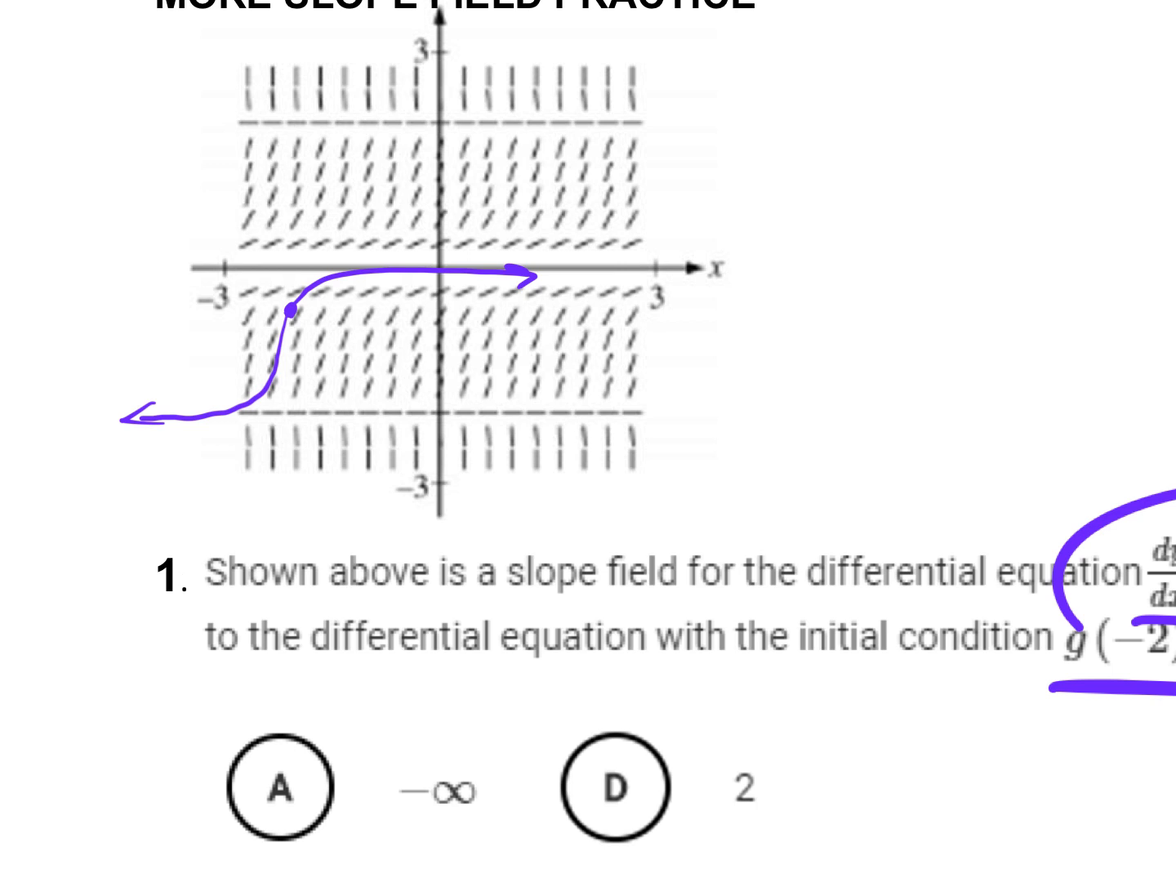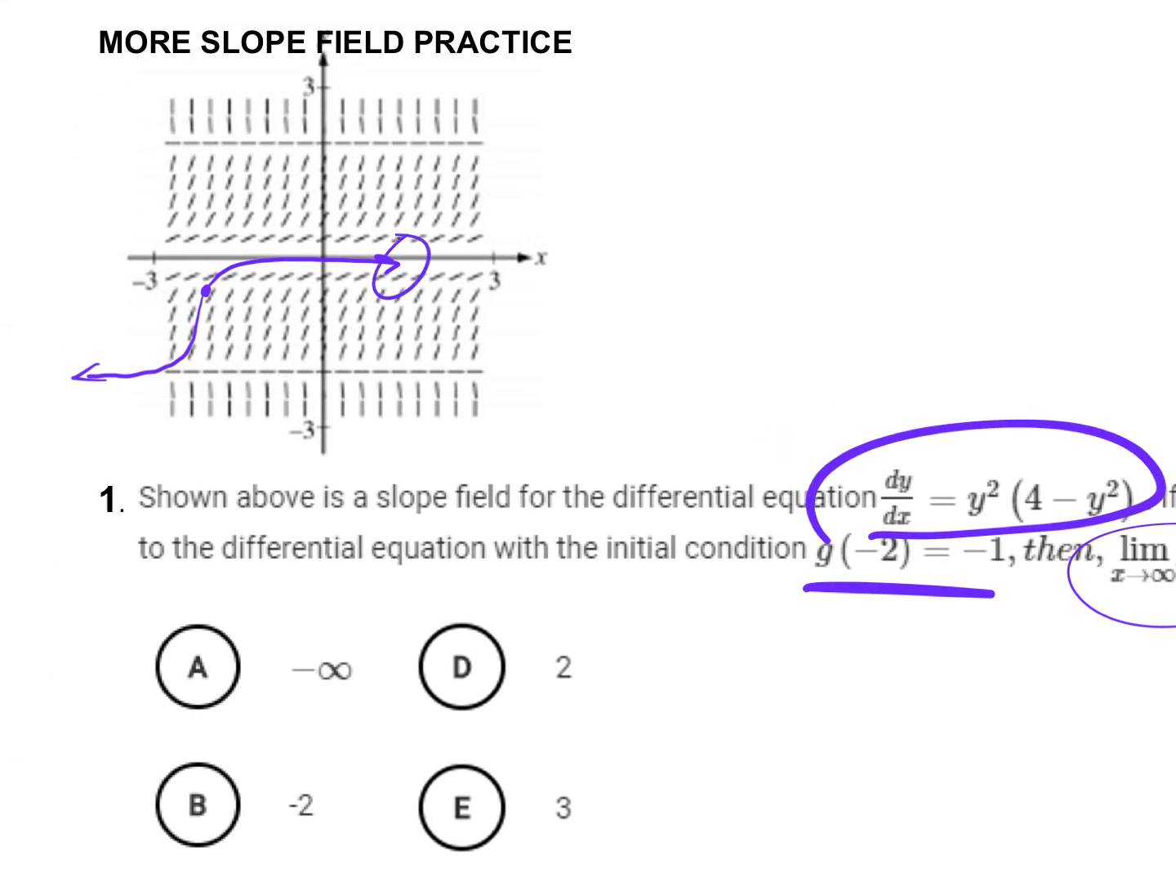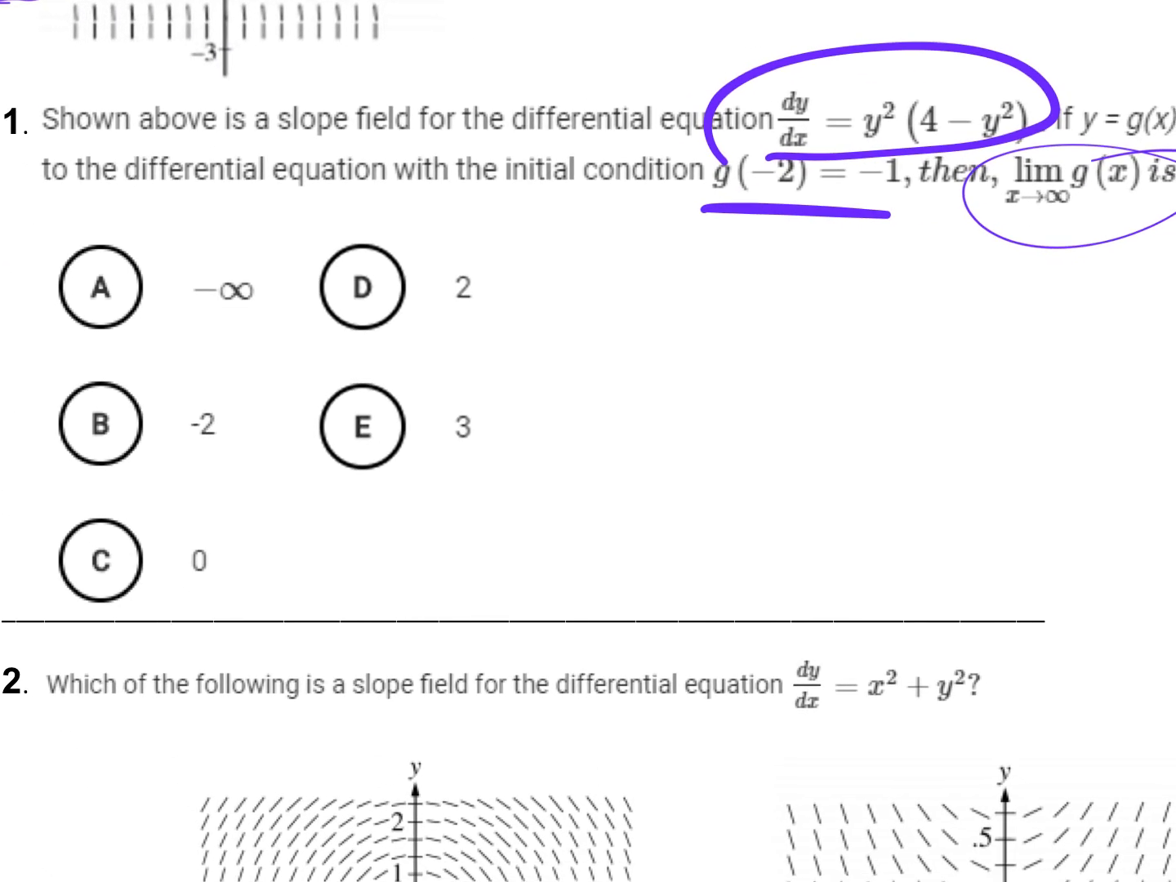Now let's answer this question. What is the limit as x approaches infinity of g of x? Which way am I following that? To the right. What is that leveling off at? 0. Oh, look, combining limits with slope fields. Yeah, limits keep coming back, don't they?